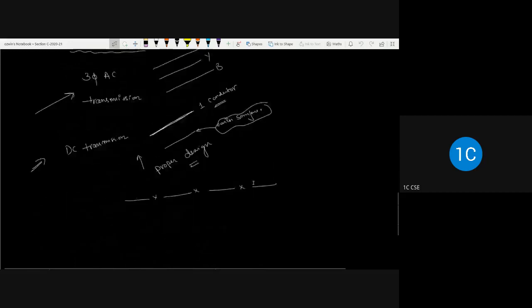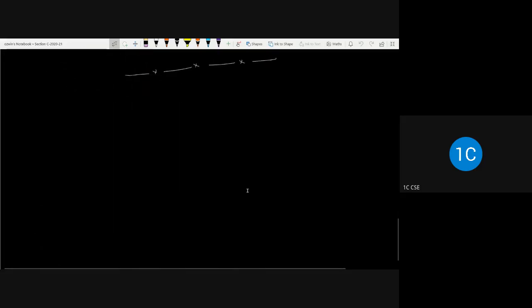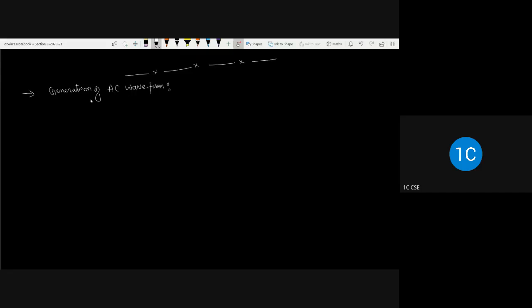All right. So today, let us discuss the generation of AC. How the AC is generated. Okay, so let me write the subheading. Now, AC is generated using a device called a generator. So AC is generated using a device called an AC generator.